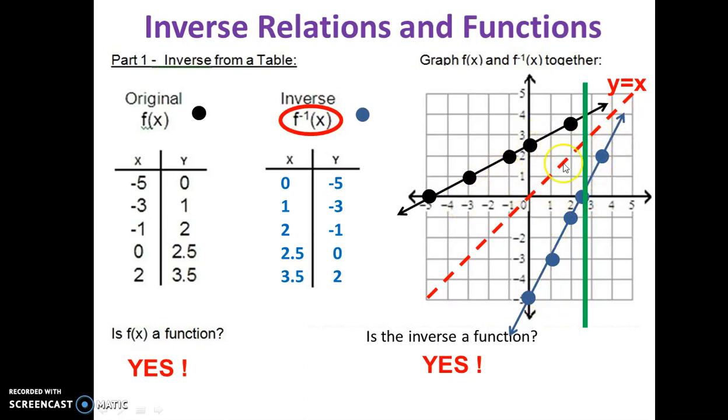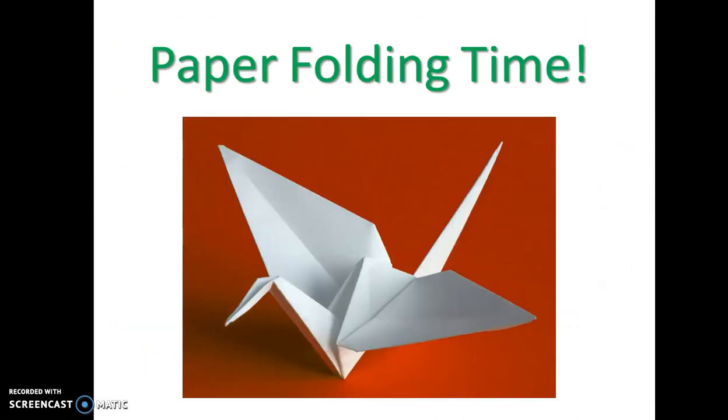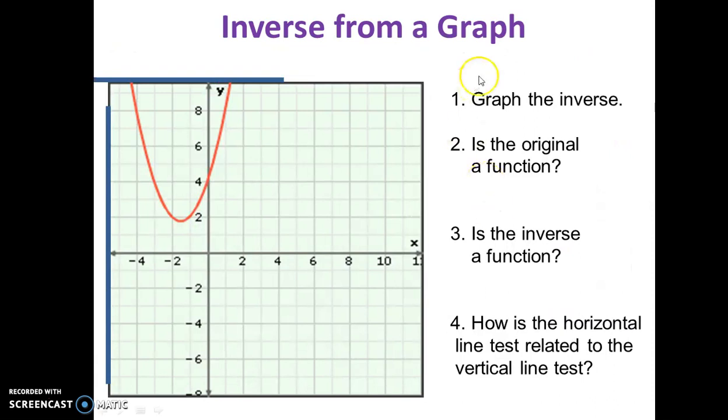Now, if you have drawn perfect inverses and you're folding along that mirror line there, then this graph should lay right on top of this one when you fold it over. So double check that that's what happens, because that's how inverses should work. So now let's try inverse from a graph.